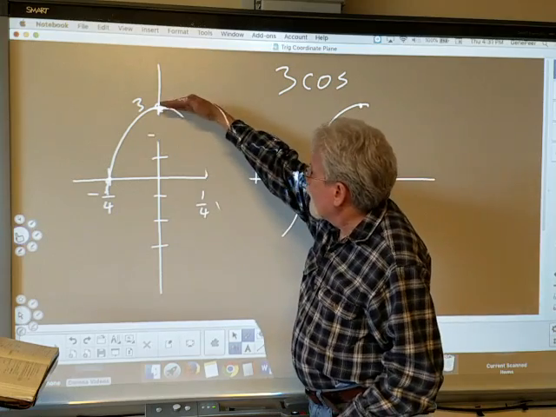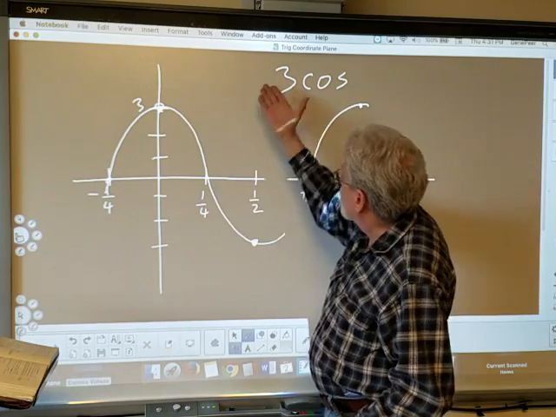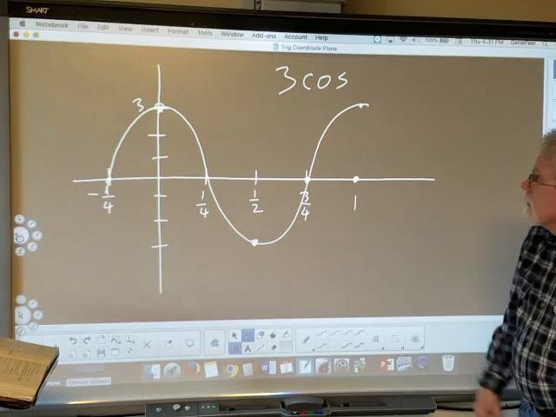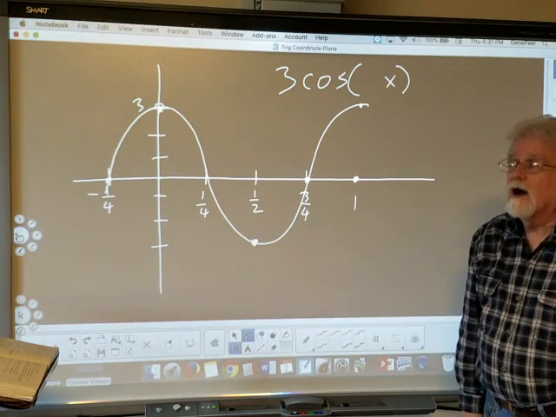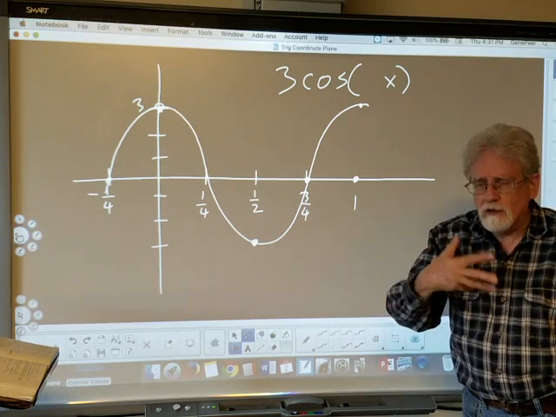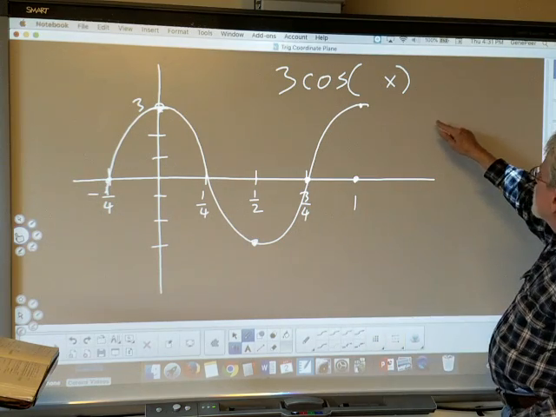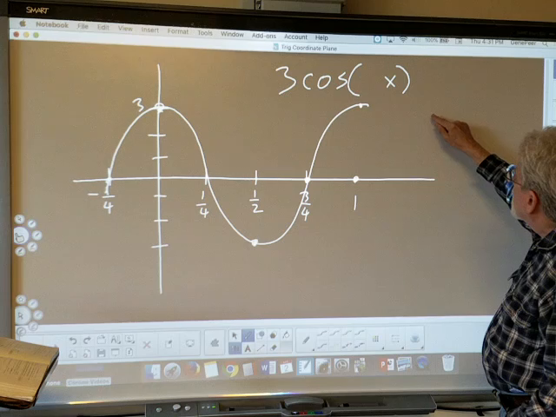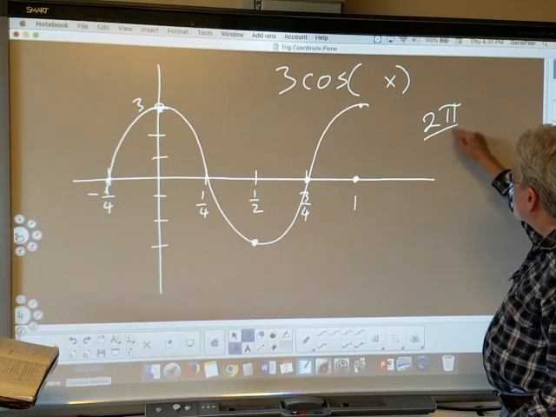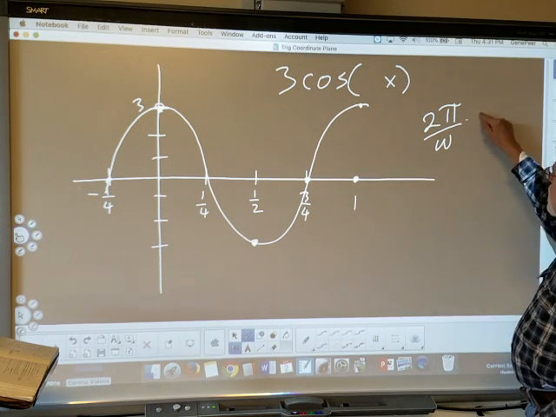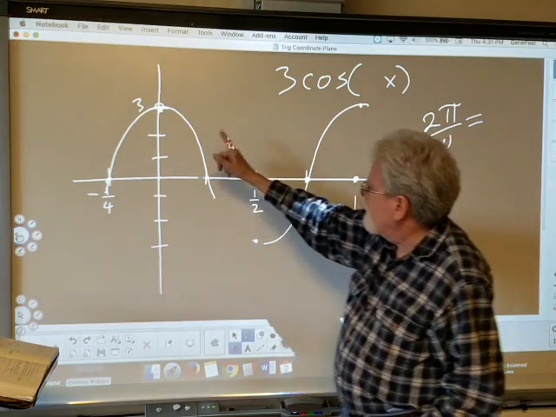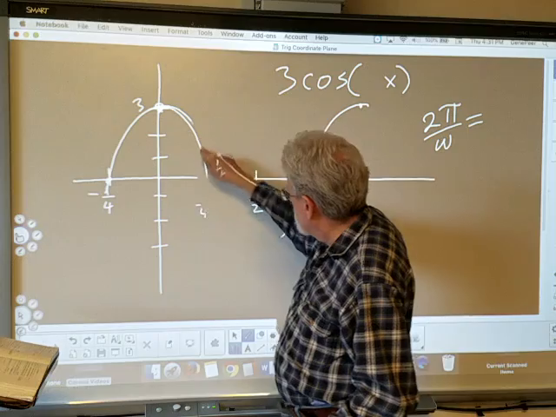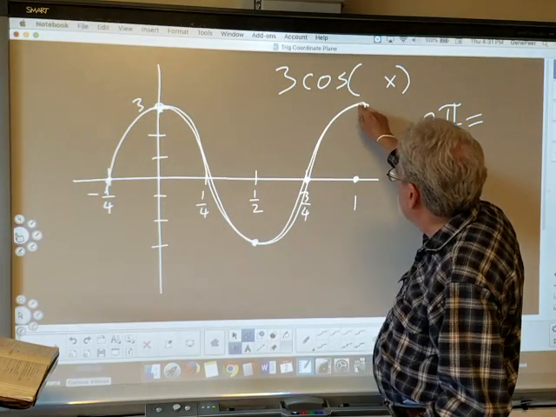It's right side up. It doesn't start down here. It starts up there, so it's positive 3. The only thing missing is we don't know the value of omega. So we kind of reverse engineer that formula. We know that the period is 2 pi over omega. But this time we know what the period is. We can see it here. The period is from here, 1 complete cycle, to here.